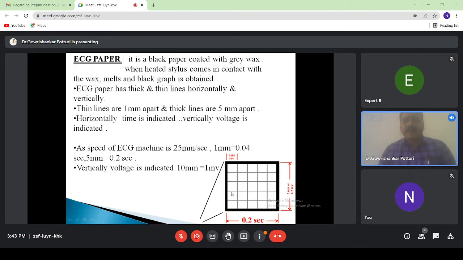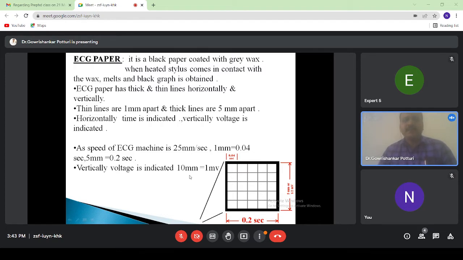Thin lines are 1 millimeter apart, this one. Thick lines are 5 millimeter apart. Horizontally time is indicated, vertically voltage is indicated. The speed of the ECG machine will be 25 millimeter per second. So 1 millimeter indicates 0.04 seconds. So one large box is 0.2 seconds.